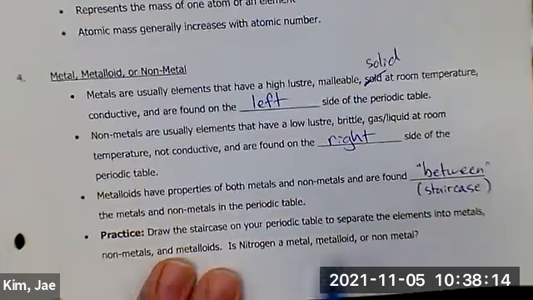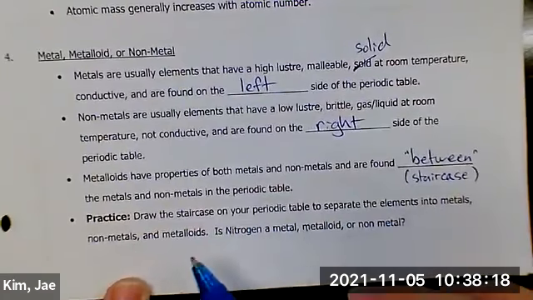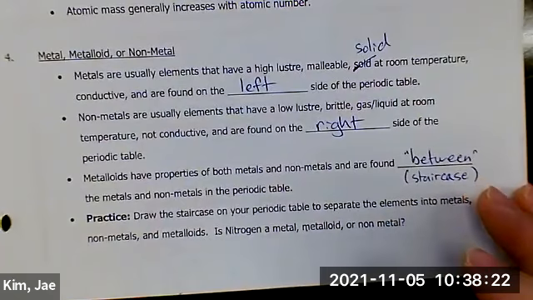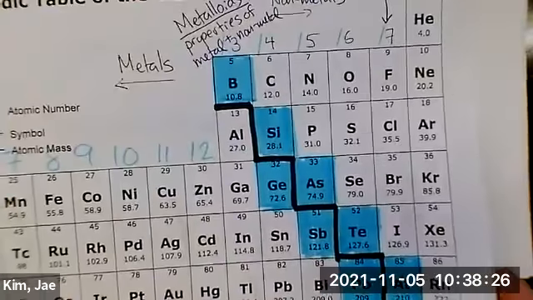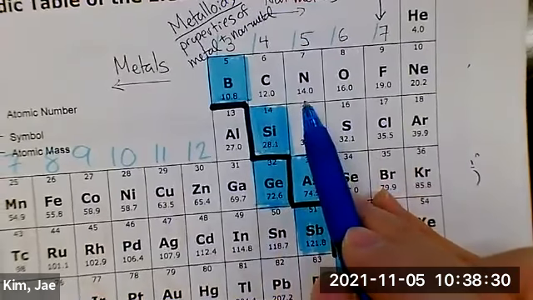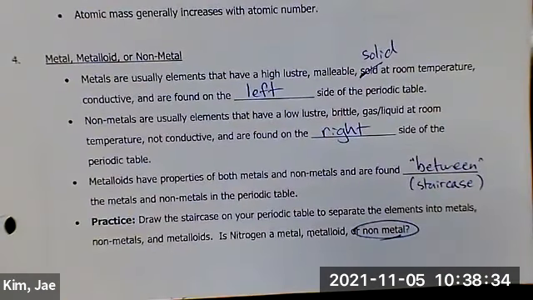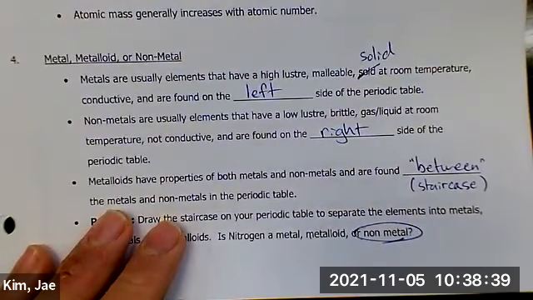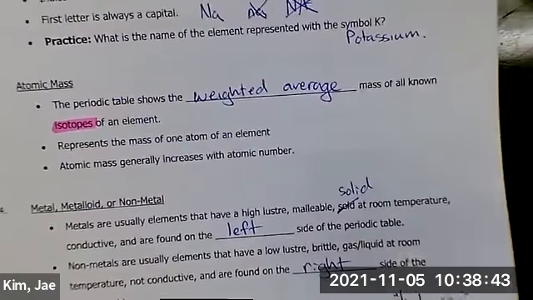Okay. So it says draw the staircase on your periodic table to separate the elements into metals, metalloids, and nonmetals. We did that. Is nitrogen a metal, metalloid, or non-metal? So going back, nitrogen is right here. It is not touching the staircase. It is a non-metal. You might want to pause and just try to catch up. When you're ready, turn the page.